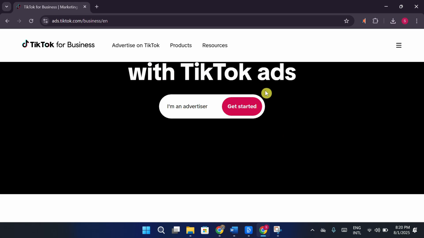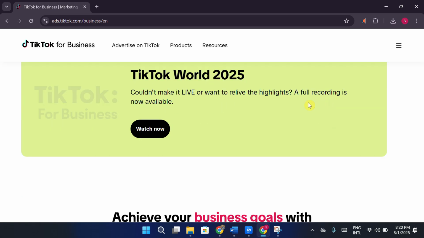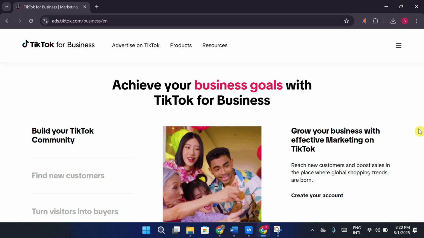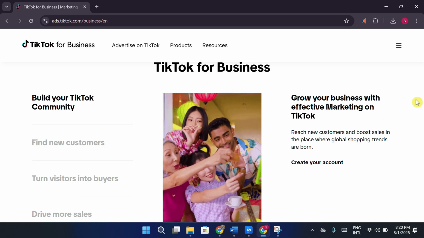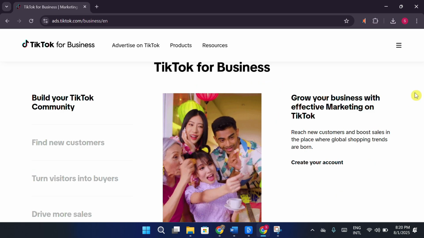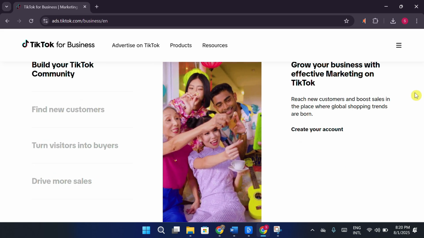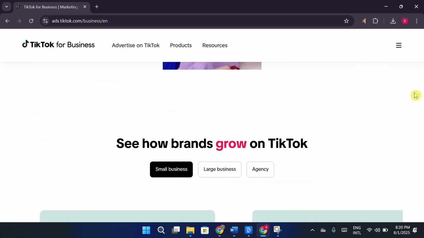Start by identifying your target audience. Know their interests, age group, and what kind of content they interact with on TikTok. Next, keep your ads short, punchy, and visually appealing. The first 3 seconds matter most, so open with a hook that grabs attention instantly.